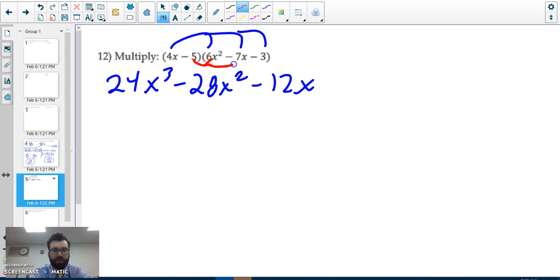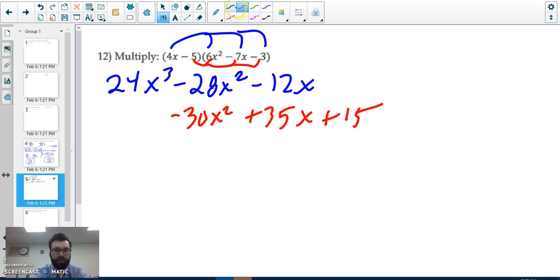Negative 5 times everything. Negative 5 times 6, negative 30x squared. Remember last time I said to line it up like this so it's easier to combine your like terms. That gives me positive 35. Now you don't have to do that. I just like to do that so it's like I'm adding straight down. Remember?